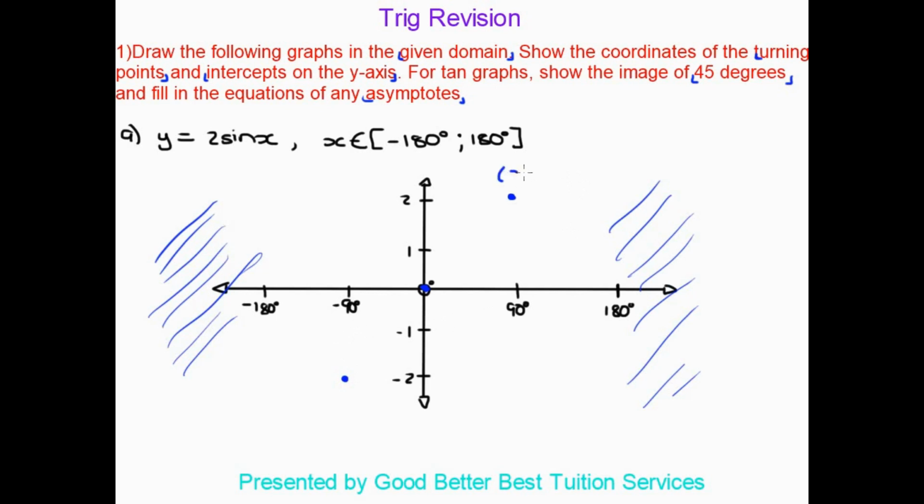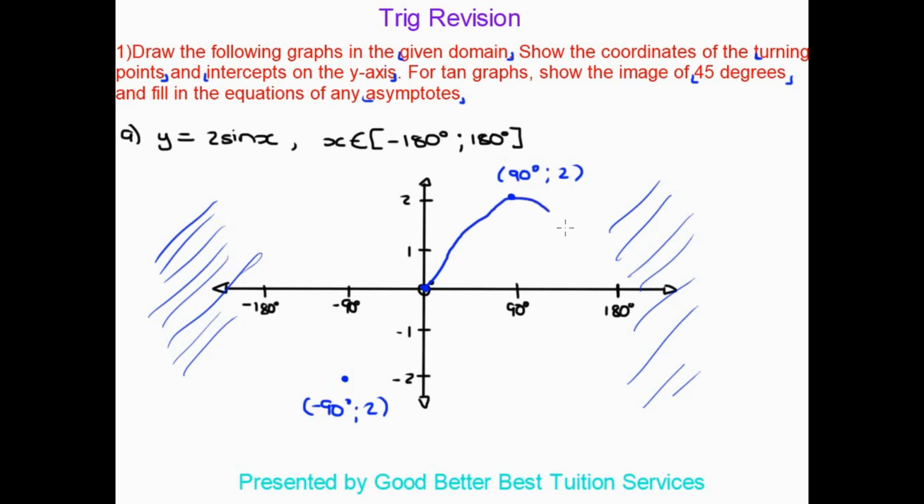And once I've done that, let me just write in the coordinates. So it's 90 and 2. This is minus 90 degrees and minus 2. Cool, don't forget the degrees, guys. So what we're going to do then is start drawing the graph here. We do the top half first.